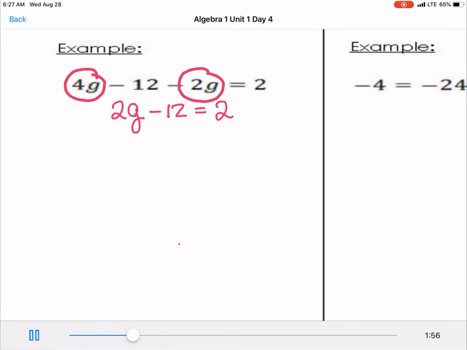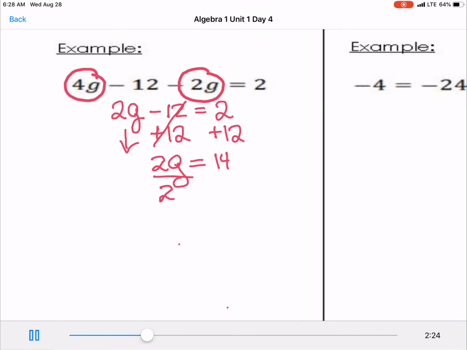Then we have to get rid of this negative 12, so we have to add 12, add 12. Those two simplify. 2g is going to come down, so 2g is equal to 14. And the last thing we have to do is divide, because 2 is multiplying g, so we have to do the opposite, which is dividing. So 2 divided by 2. Simplify here, and g is finally equal to 7.